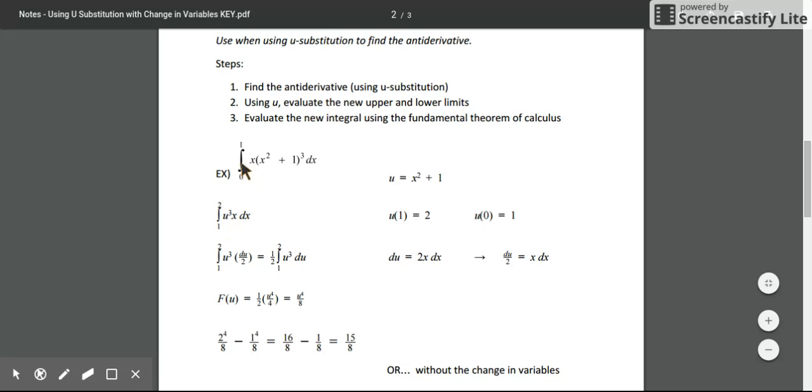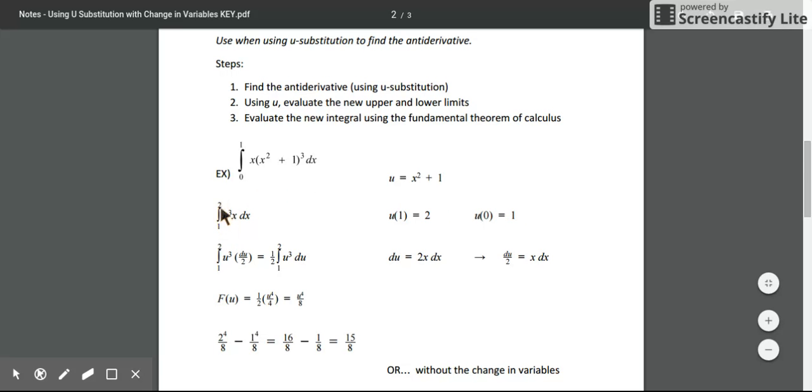And we're also going to change our upper and lower limits here in terms of u. So now that I know what u is, I can plug in my upper and lower limits and get my limits in terms of u. So if I plug my upper limit into my u equation and simplify, 1 squared plus 1 is 2, so I can change my upper limit to 2. I can do the same thing with the lower limit. So if I plug 0 into my u equation here and simplify, I get 1. So now I can change my lower limit of integration to 1.